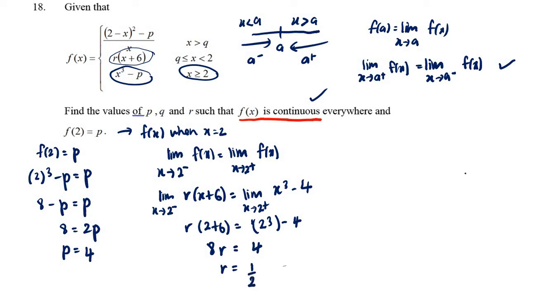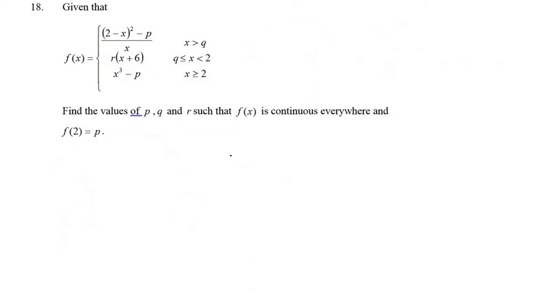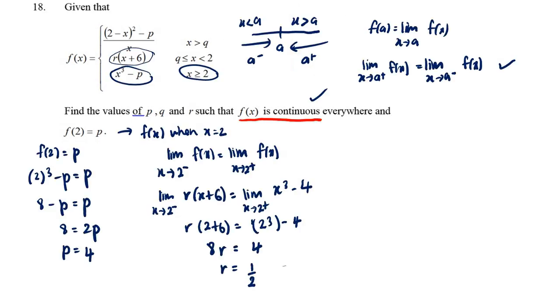Alright, so after that, when we already have p and r, what we want to find next is our q. Okay, so to find our q over here, look at the next slide. To get the value of q, earlier we got p equals to 4, r equals to 1 over 2. We will use the same information as before. So I'm going to use the same one.